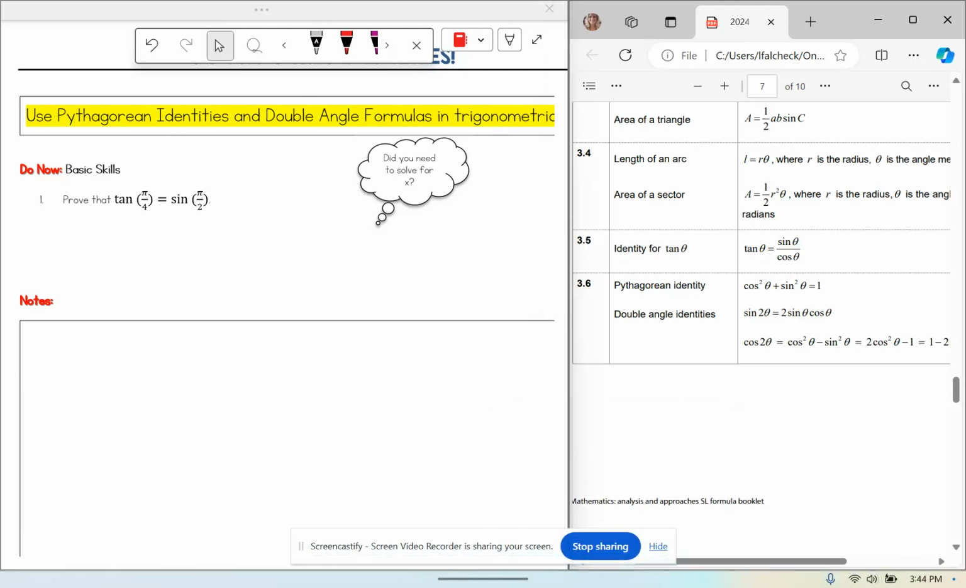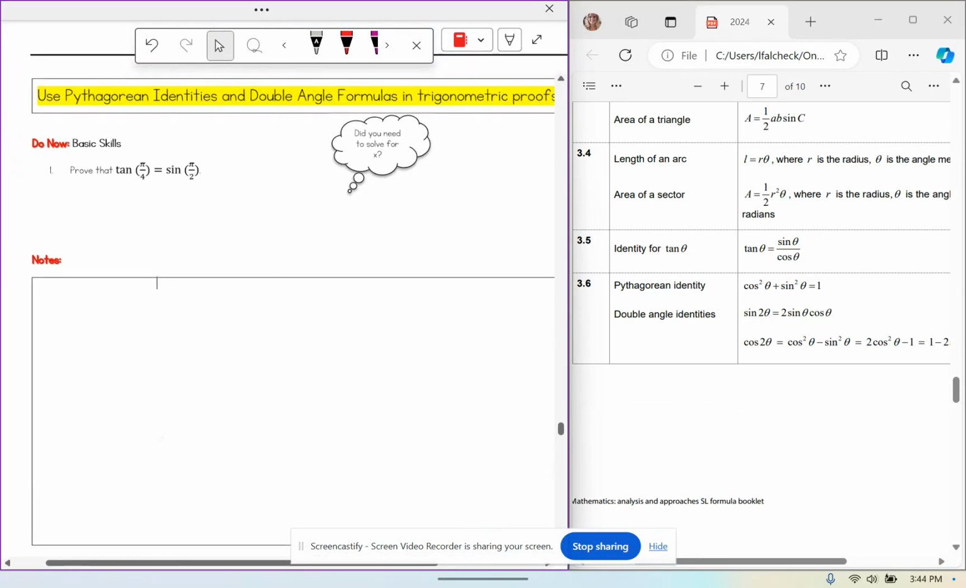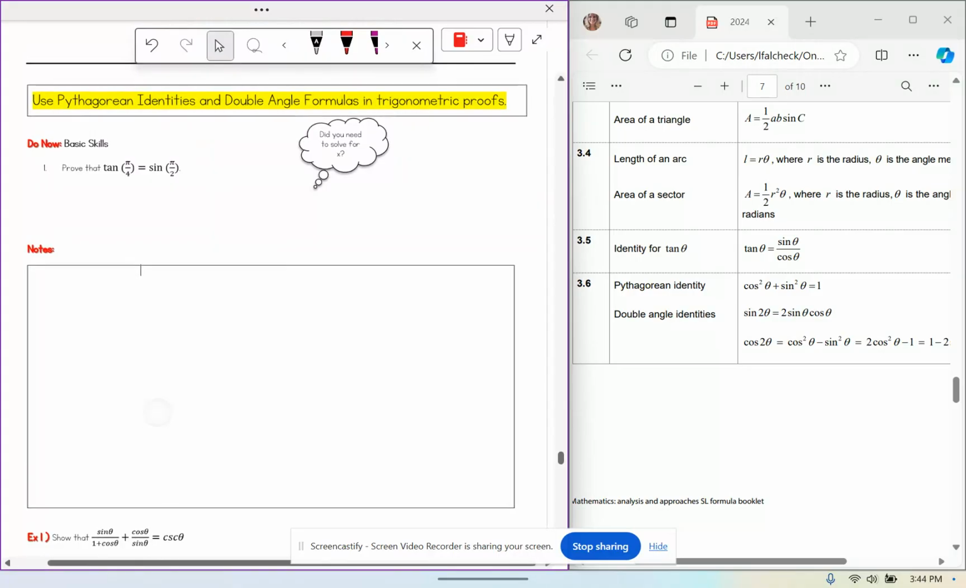Hey guys! Okay, so today we are doing Pythagorean identities and double angle formulas in trig proofs. And what do you know about the word proof? The word proof sometimes shows up on IB exams as the word show. And that just means you have to algebraically manipulate only one side and get it to match the other side.